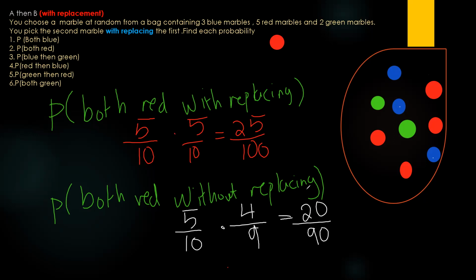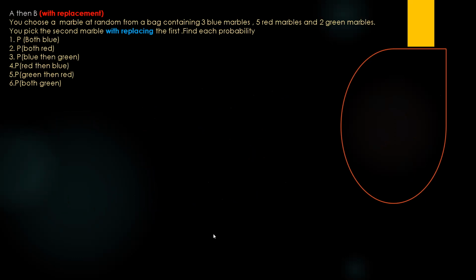So the first case here, we have to say this is independent. And this case here will be dependent. In the first case, when I choose the second one as red, it doesn't depend on whether the first one is red or blue. But in the second case, the second one being red depends on the first one, if it is red or not. That's why here it's dependent. This is the difference between replacing and non-replacing events.